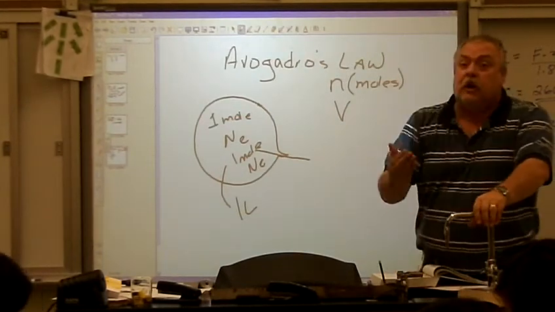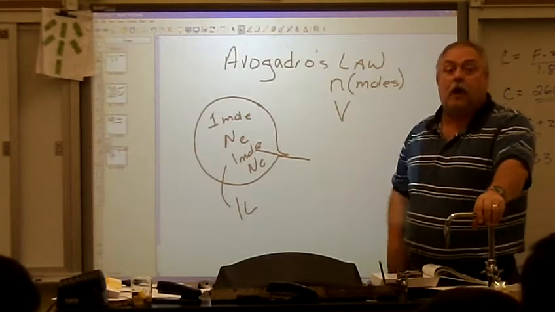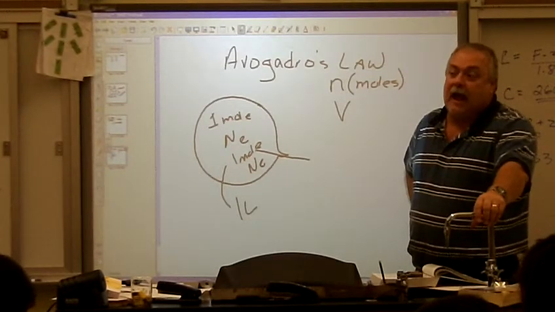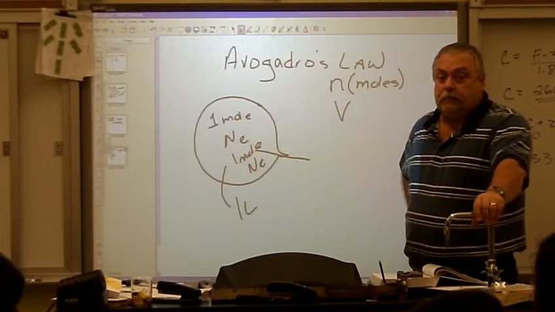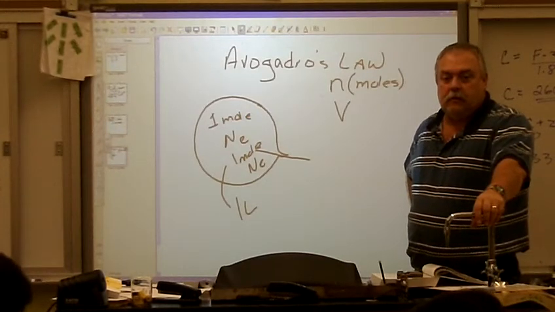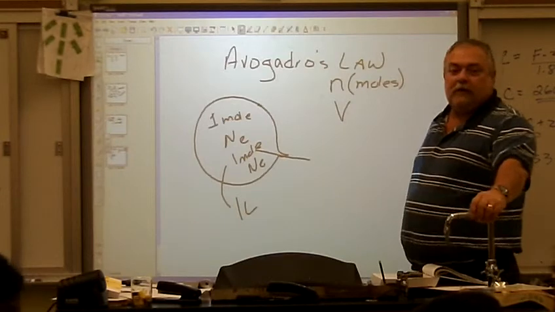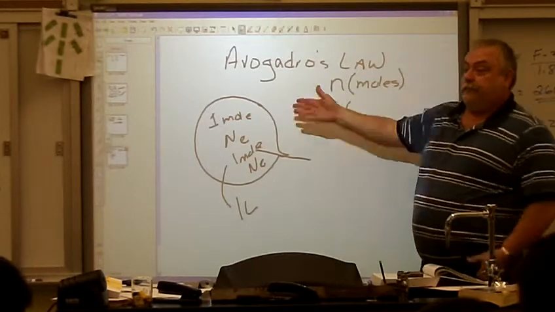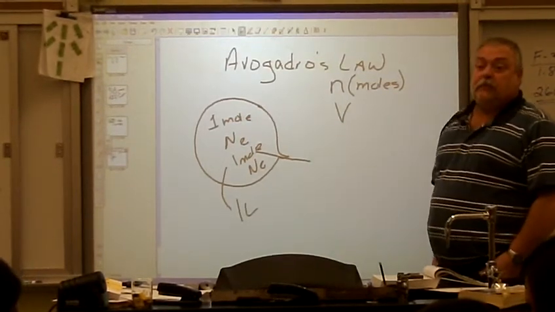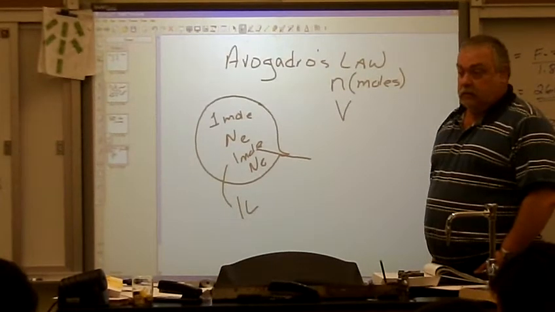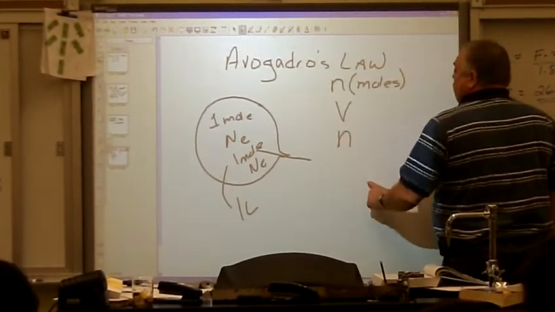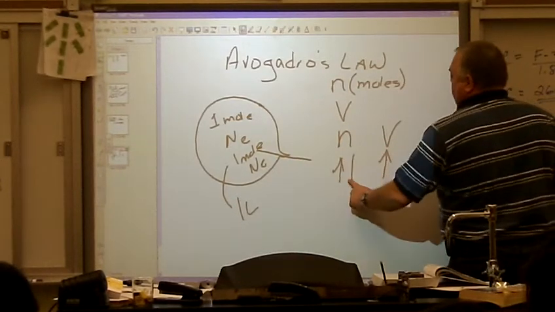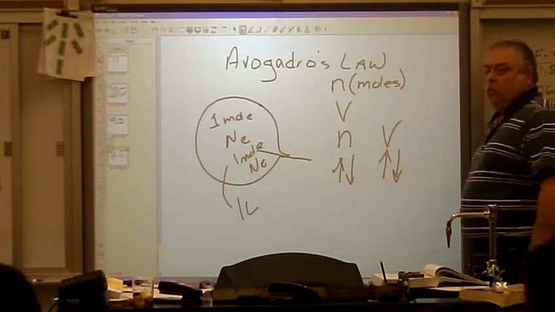So guess what? You've just found the relationship between the number of moles and volume. There's a direct relationship between the number of moles of gas and volume. There's a lot of direct relationships. Boyle's is the only one so far that's inverse. Everyone else seems to be direct. So here we go, guys. There's a direct relationship between number of moles and volume. So N and V is a direct relationship. As one goes up, the other goes up. If one goes down, the other goes down.